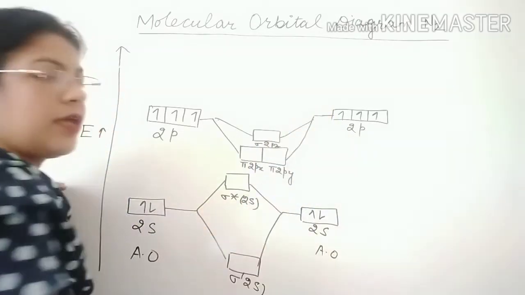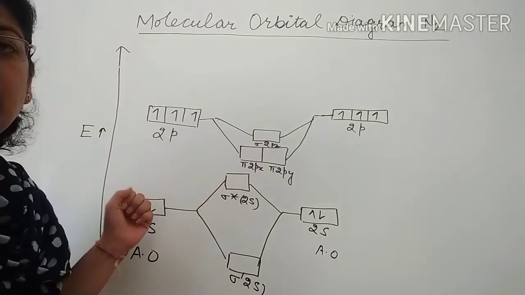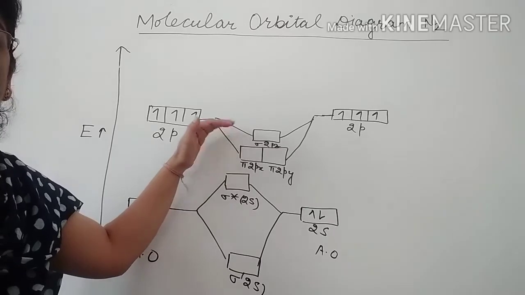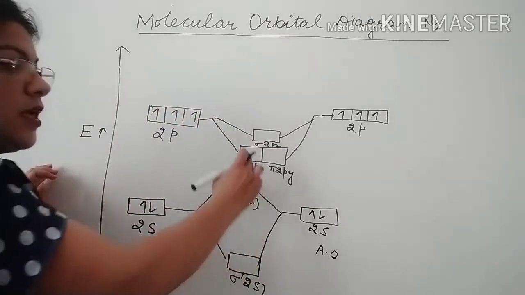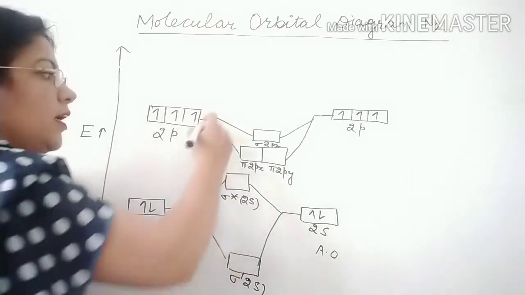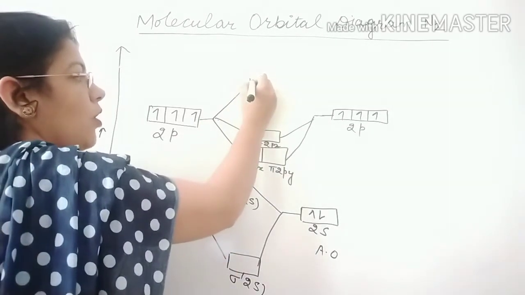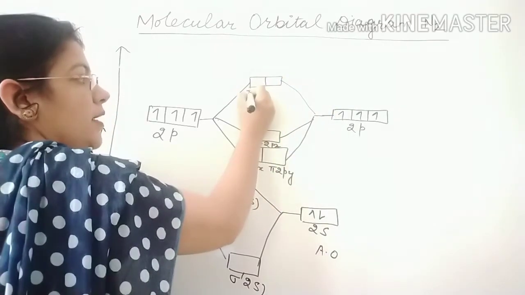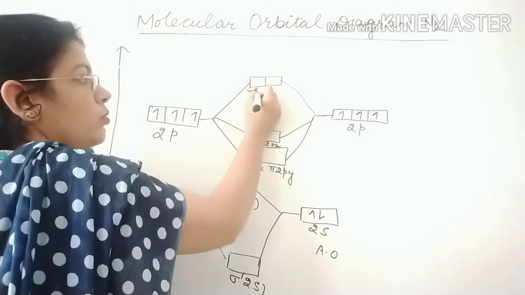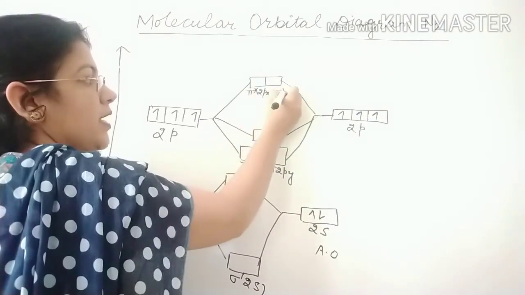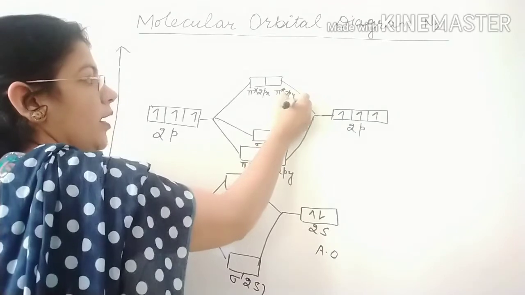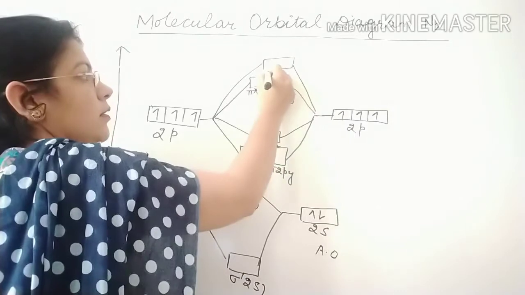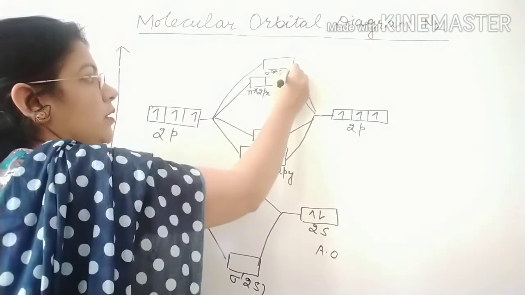In the similar way, when these three orbitals are combined together, there is the formation of 3 bonding and 3 anti-bonding orbitals. These 3 are the bonding orbitals. In the similar way, 3 anti-bonding orbitals are also formed. One is pi star 2px, another is pi star 2py, and another is sigma star 2pz.